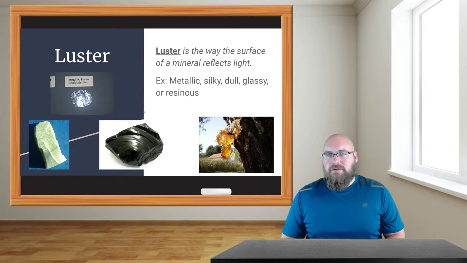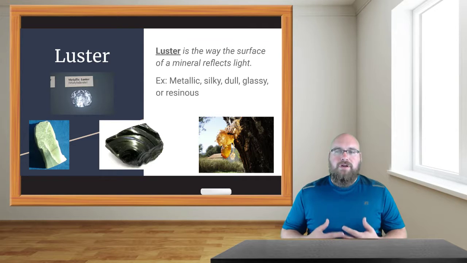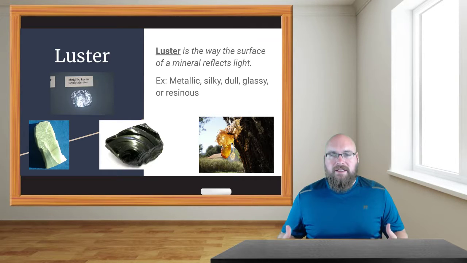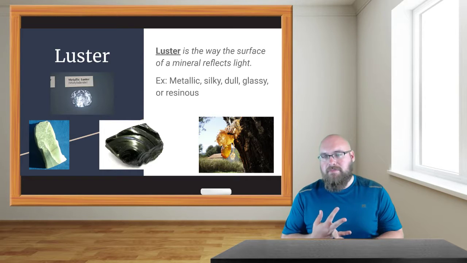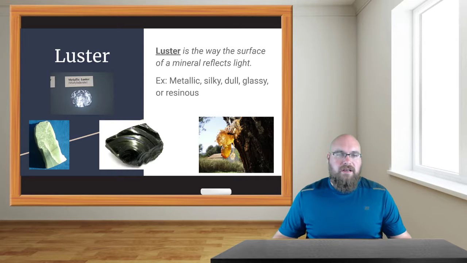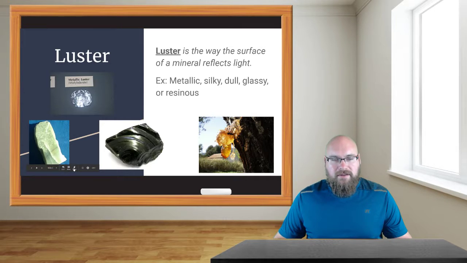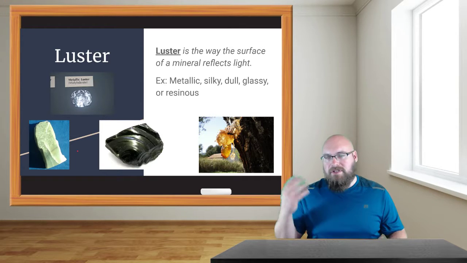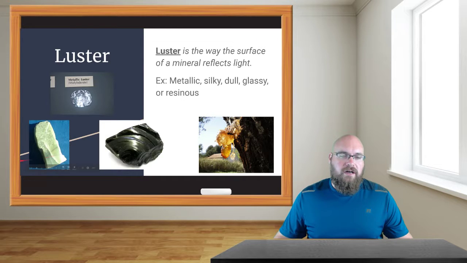So let's talk about luster. Luster is the way that the surface of a mineral or a thing shines, so how it reflects light. We can have things like metallic, milky, silky, dull, glassy, or resinous. So we'd have metallic right here in this area. We could have this shiny, glassy look here. We have resin, which is like tree sap. Things like this can all be different types of luster. So think of it like this: shiny versus not shiny, or dull, luster.